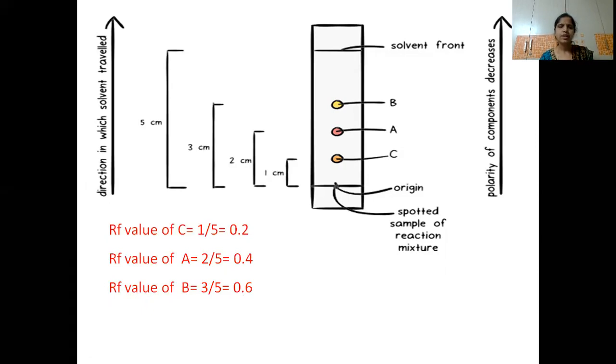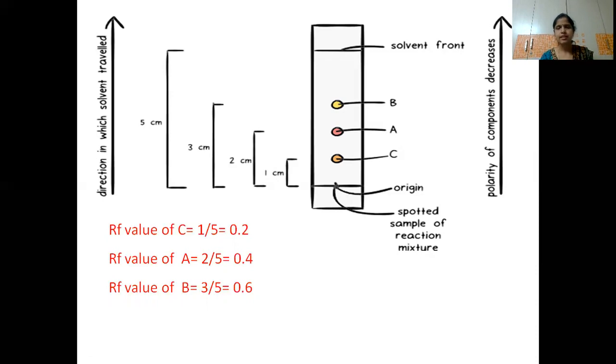Now this RF value cannot be unity. Okay, it should be less than unity. That means the RF value should always be less than 1. If it is 1, what is the meaning? That means the component and the solvent front have traveled the same distance. Suppose the distance traveled by C is also 5, then 5 by 5 will be equal to 1. That means if RF is 1, we cannot separate the components. So separation of the components is not possible if we are getting RF equal to 1. So what we have to do is select another solvent.